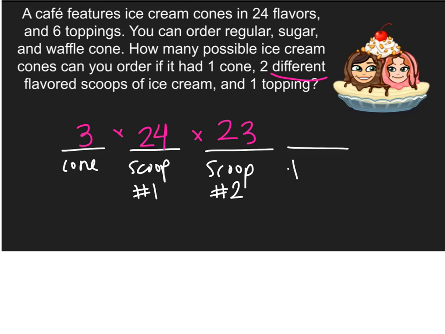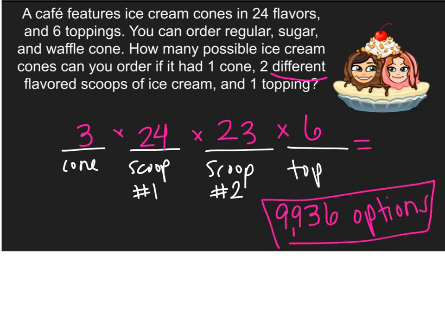And then finally for our toppings, there were 6 options. Okay, go ahead and solve that and come back to me. So when I solved this, I got 9,936 options. So notice that really did change how many possibilities we had. We were over 10,000 before, now we're under 10,000. Okay, we just have one more.